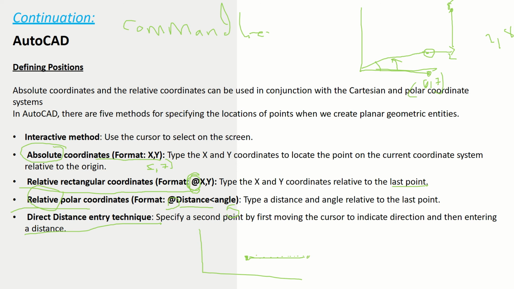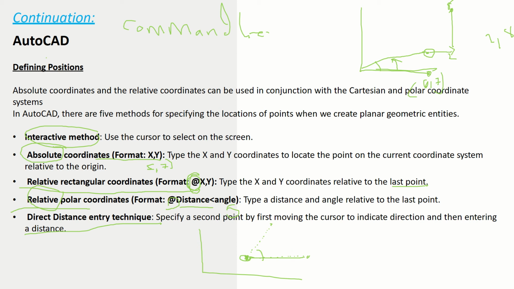If you are in this point, you first clicked your first point by using the interactive method. When you move in this direction and you type in your distance, it will put that. So that's the direct entry technique. It's all about your first point, right? So you first move your cursor, and then you enter that direction, and then you put in the distance, and you'll have your point.